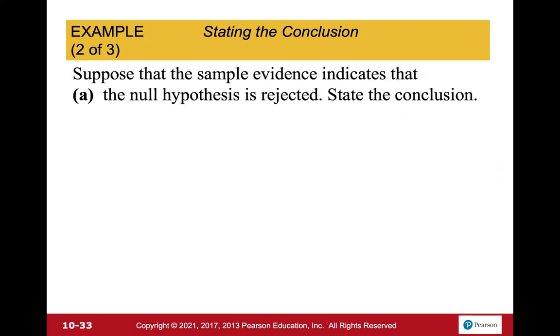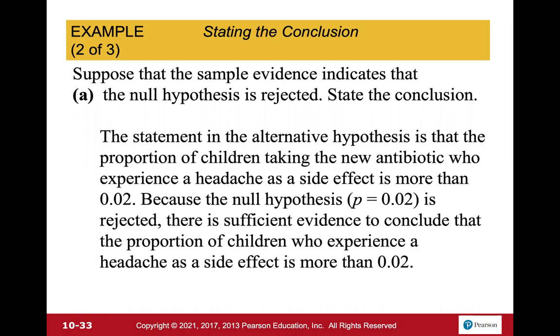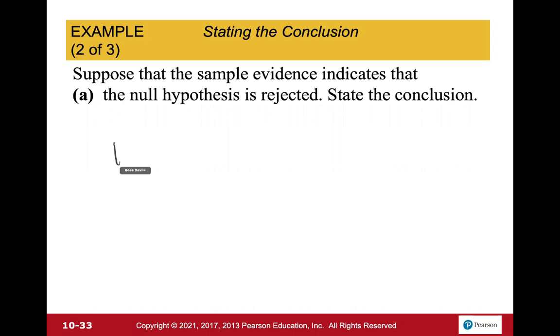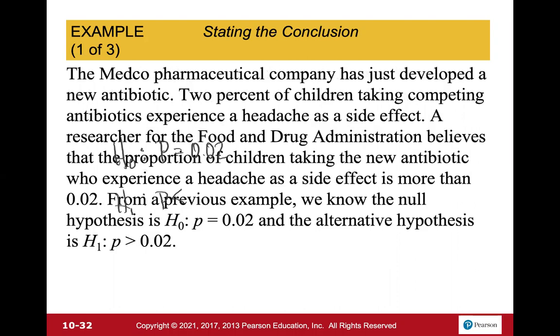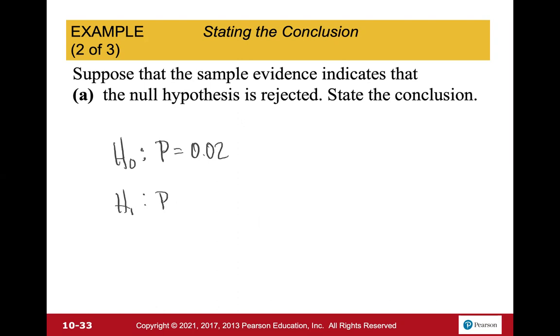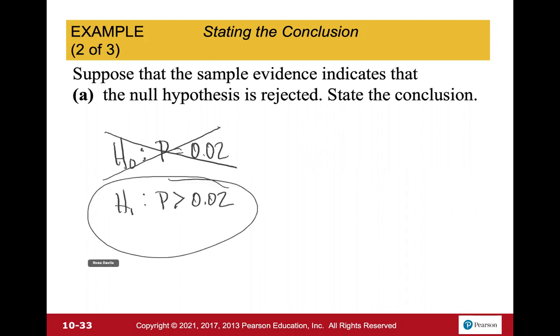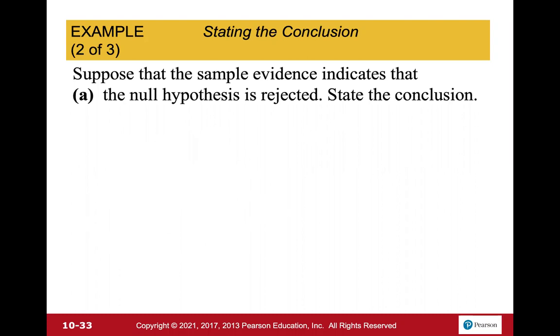A, the null hypothesis. So suppose the sample evidence indicates that the null hypothesis is rejected. State your conclusion. So in this case, remember what we're looking at is H naught: P is equal to 0.02, H1: P is, what is it, less than or greater than? Ooh, opposite. It is greater than 0.02. So again, what we did is we rejected the null hypothesis and accept the alternative. So with this, we're stating that the proportion of children experiencing headaches after this medication is greater than 2%. That's the way we're going to state it here.